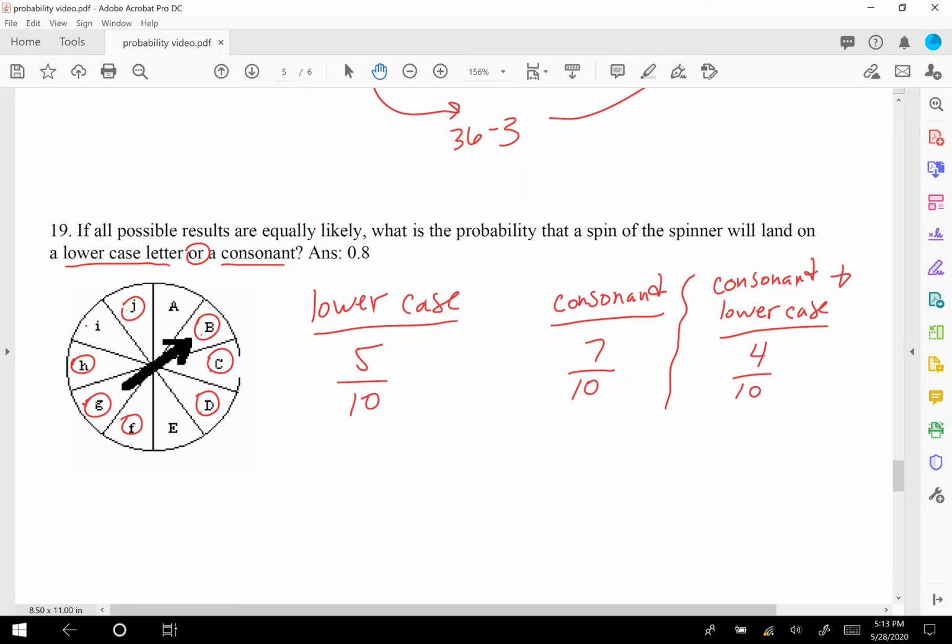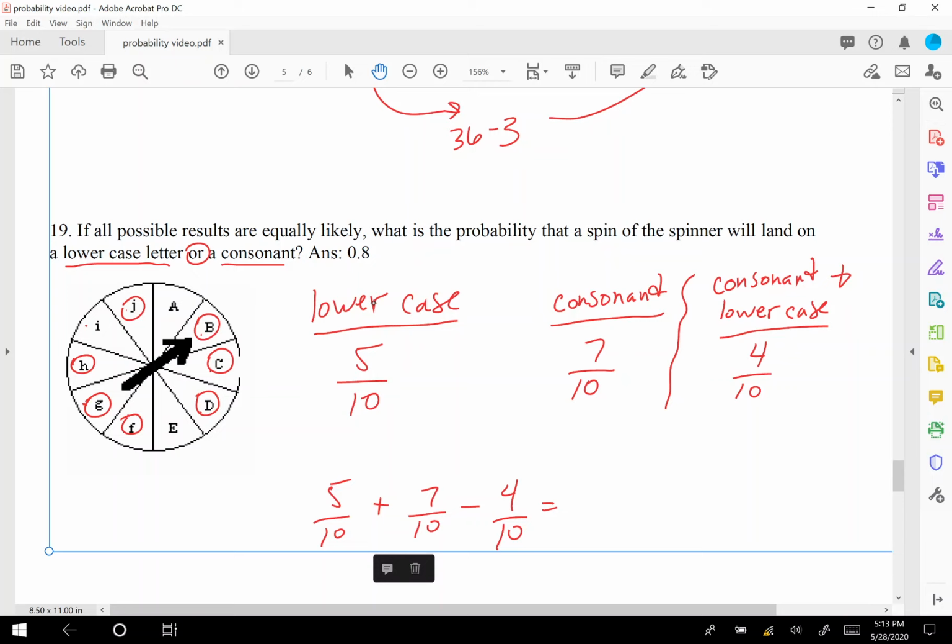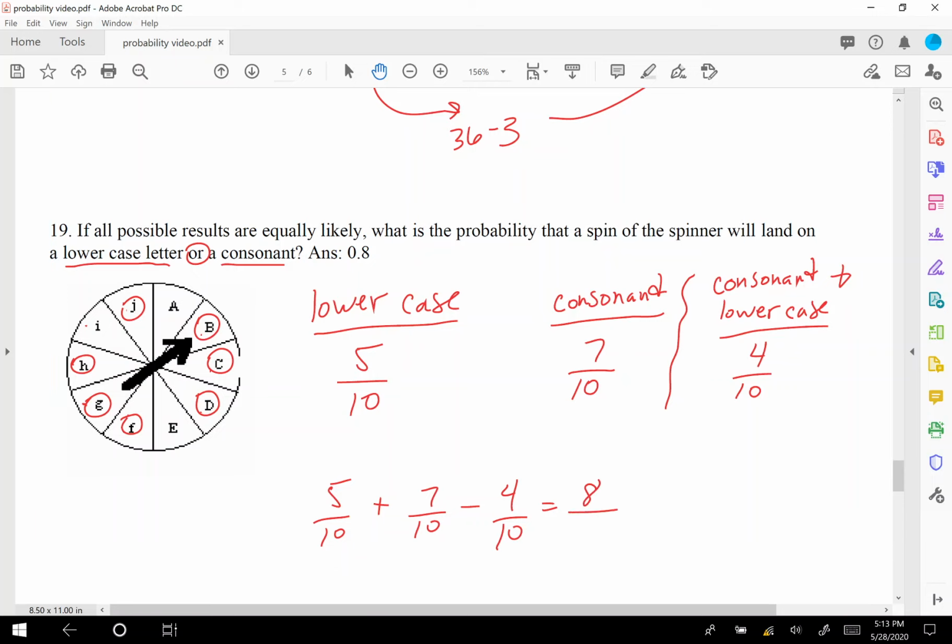So find the probability of getting either a lowercase letter or a consonant. We have to add the two separate categories and then subtract where they overlap. So 5 plus 7 is 12, minus 4, you get 8. And then the tens, it just stays the same. That's your rules for adding fractions. So 8 out of 10, and you can see here for the answer, we want it as a decimal, so it's 0.8. So there you go.